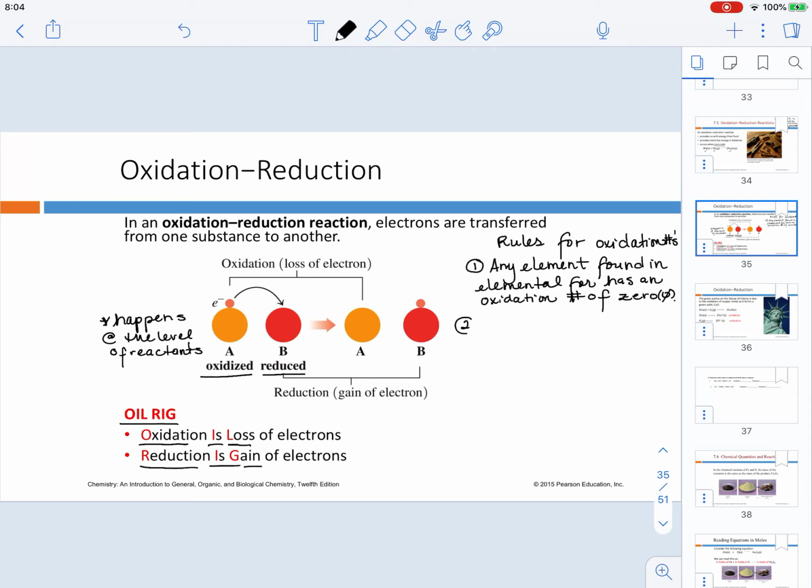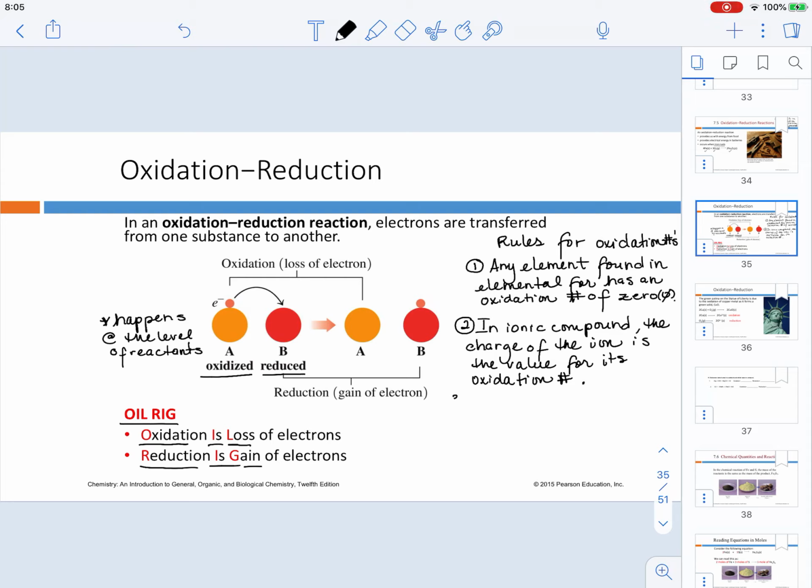The second rule: in ionic compounds, the charge of the ion is the value for its oxidation number. Understand that it's not going to be purely numerical, because if it's negative, then you retain the charge. You retain that negative value, okay?